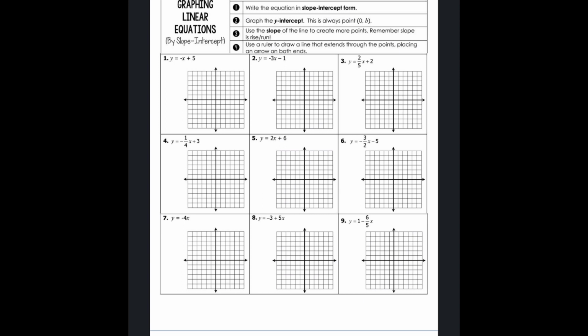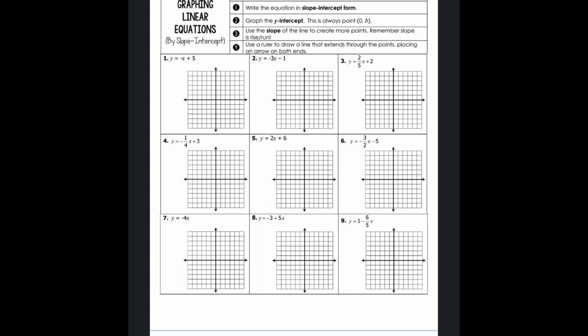So let's get started. On the top of the page, there are some steps that you can be taking to help you remember what you need to be doing. So number 1 says write the equation in slope-intercept form. These first 9 are already in that form. Step 1A, we'll call it, in between steps 1 and 2, should be identify your slope and identify your y-intercept.